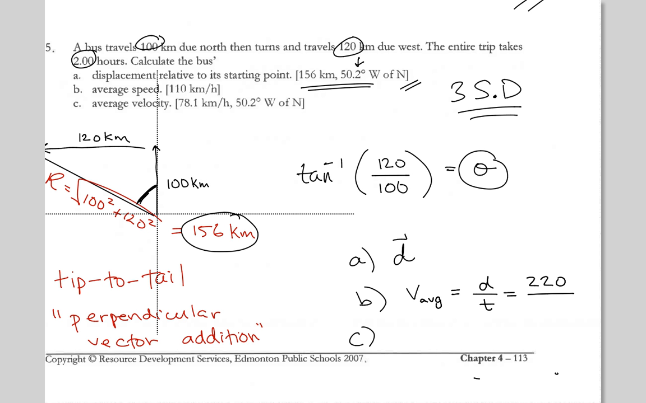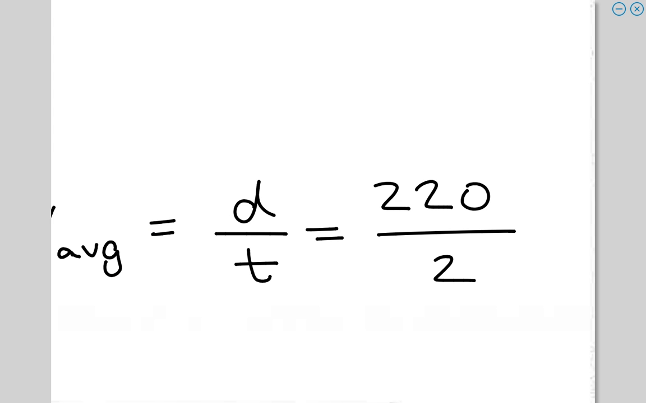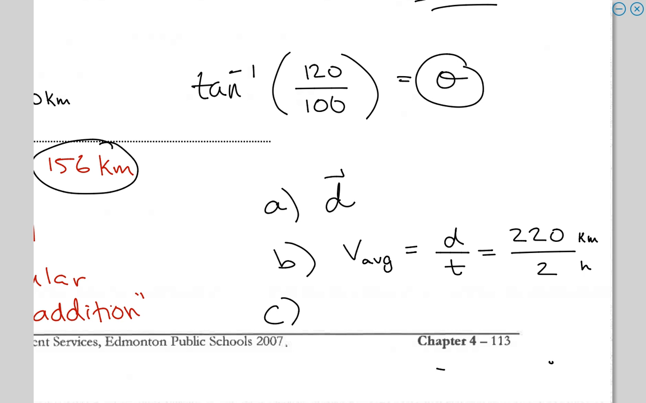And the total time, do we have to find that? They give it to us. 2 hours. Thank you. 2 hours right here. And then we have, this unit is kilometer, this unit is hour, so it's going to work out nicely, 110, right? Okay, now for C, they want average velocity.